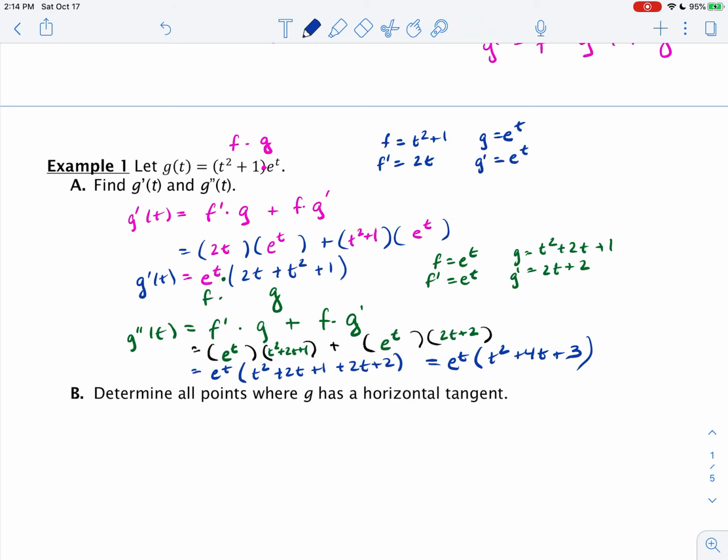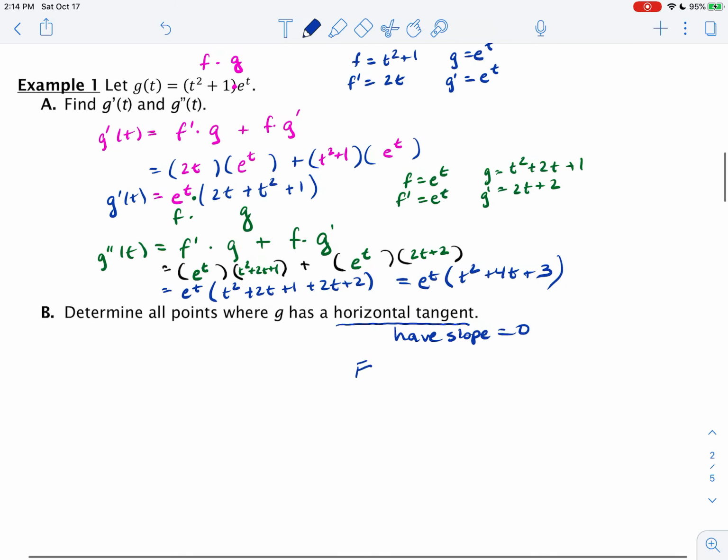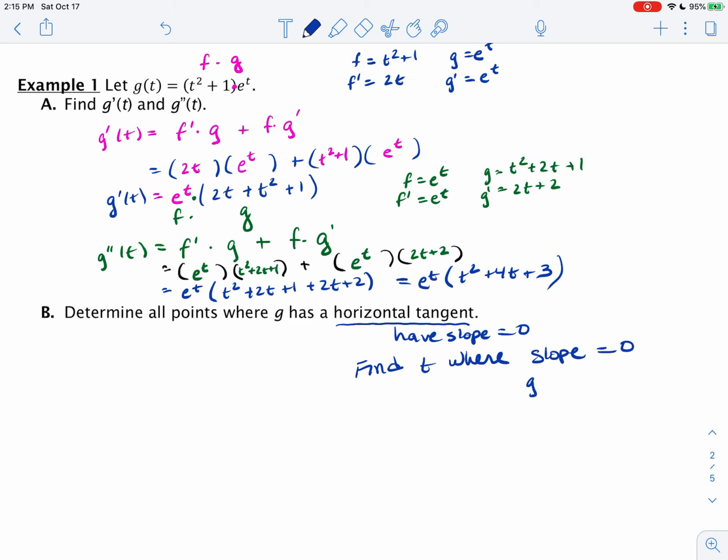And then it says determine all points where g has a horizontal tangent. When does g have a horizontal tangent? Horizontal tangents have slope 0. And if we remember that our first derivative gives us a function that will be able to determine the instantaneous rate of change, or the slope of the tangent line at any point. So we want to find t where the slope is equal to 0. So in other words, where g prime of t is equal to 0.